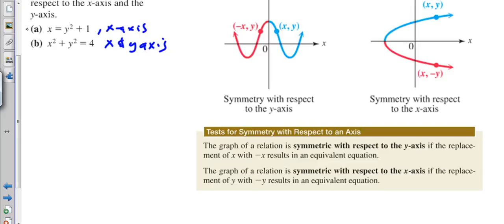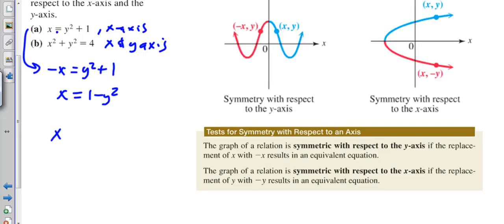So let's go ahead and start here, and let's replace x with negative x. Let's just say we didn't know which one it is, right? So negative x equals y squared plus 1. And if I want to get rid of that negative, we'll just get x equals 1 minus y squared. Now, is this equivalent to this equation right here? Well, no, they're not the same.